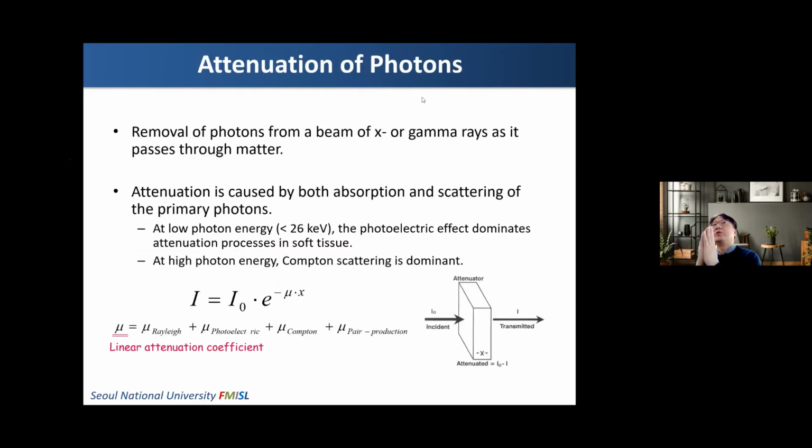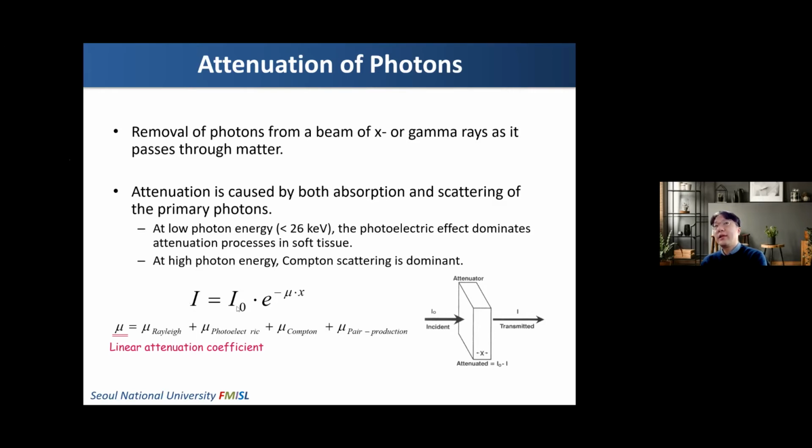Let me now move to the attenuation of photons. Attenuation means the removal of photons from an X-ray or gamma ray beam as it passes through some material. All of the interaction mechanisms that I told you about can contribute to this attenuation. We can lose photons by Compton scattering, photoelectric absorption, pair production, or something like that.